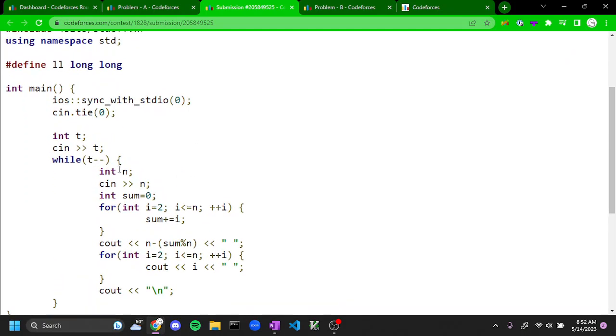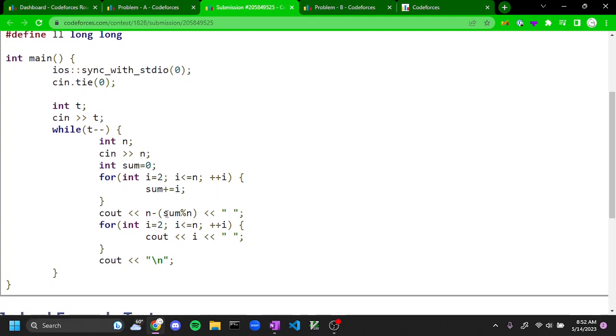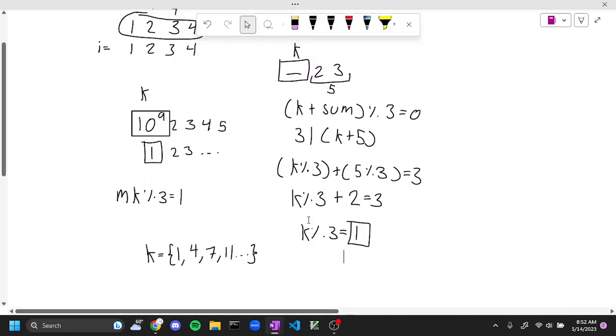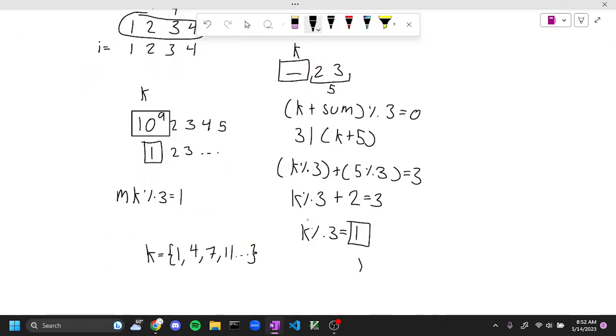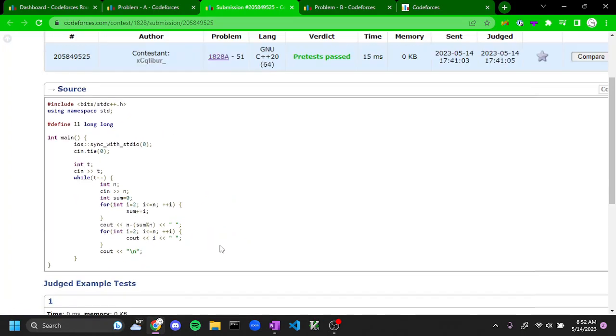So for each test case, I input n, and then I calculate the sum of 2 all the way till n, and then I take the difference of n and the sum, modded by n. That will give you this answer over here, which in this case is 1. And then I output that, and then for each 2 to n, I just output that number, and that'll give you the correct answer.